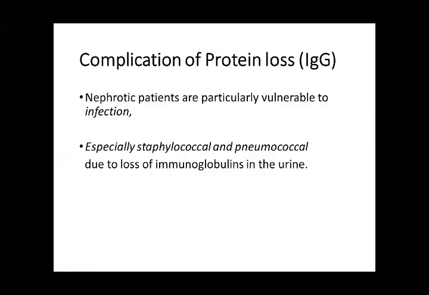Complication of protein loss includes loss of the immunoglobulins. If you lose immunoglobulins in the urine, you get infections, especially staphylococcal and pneumococcal. It means people have to be vaccinated against these bacteria.